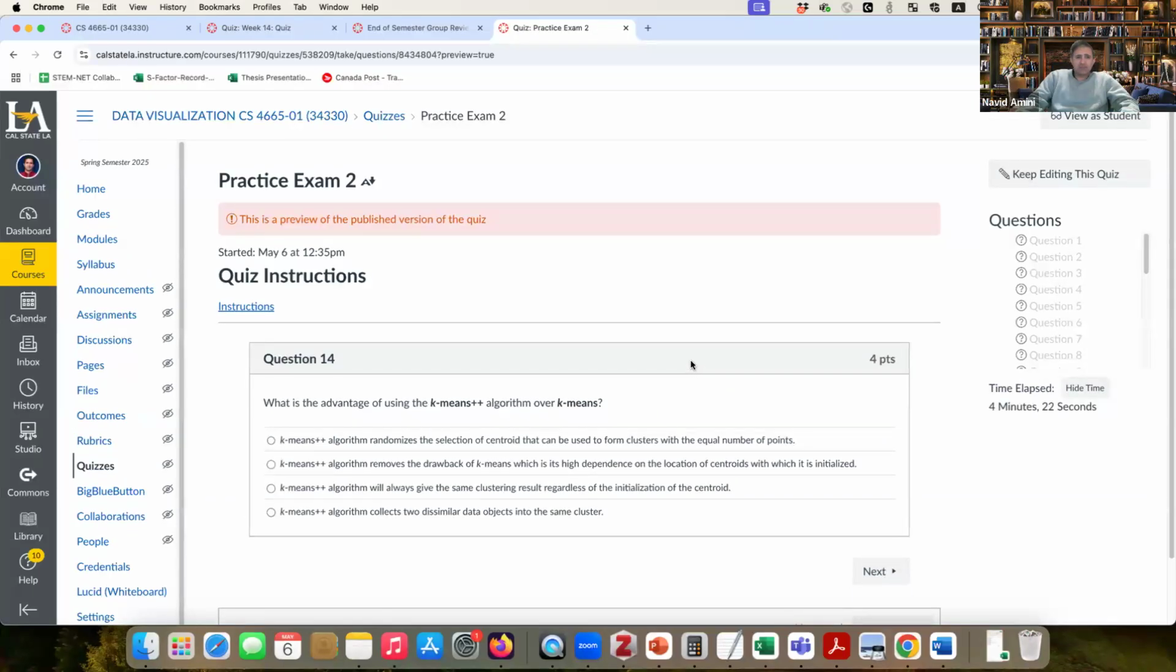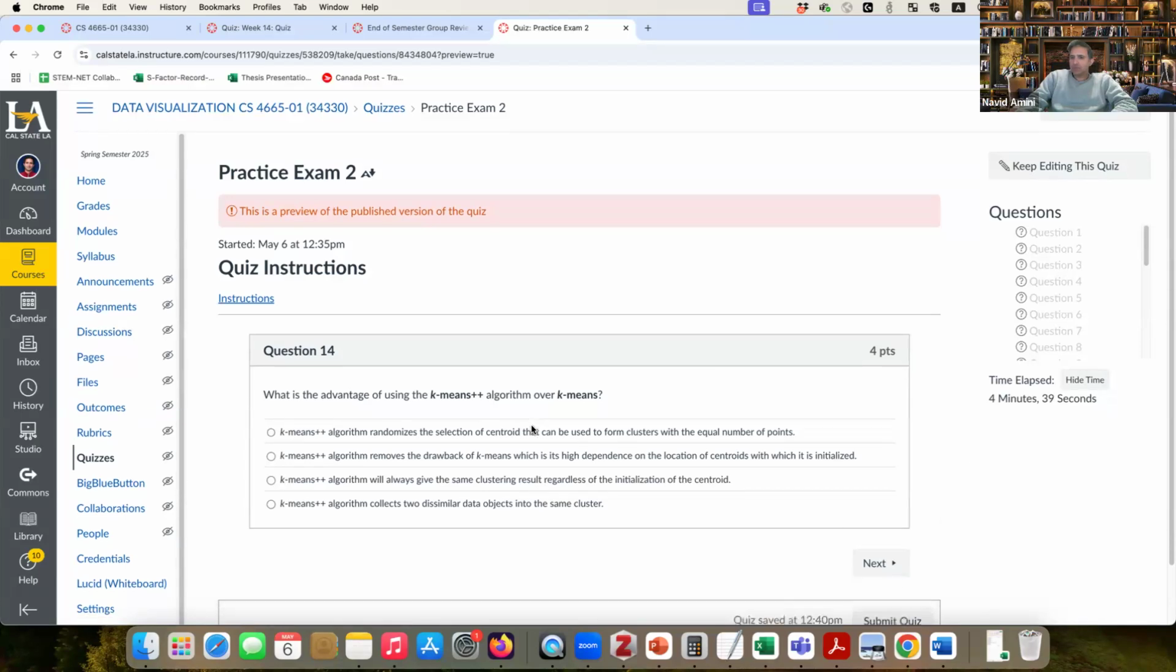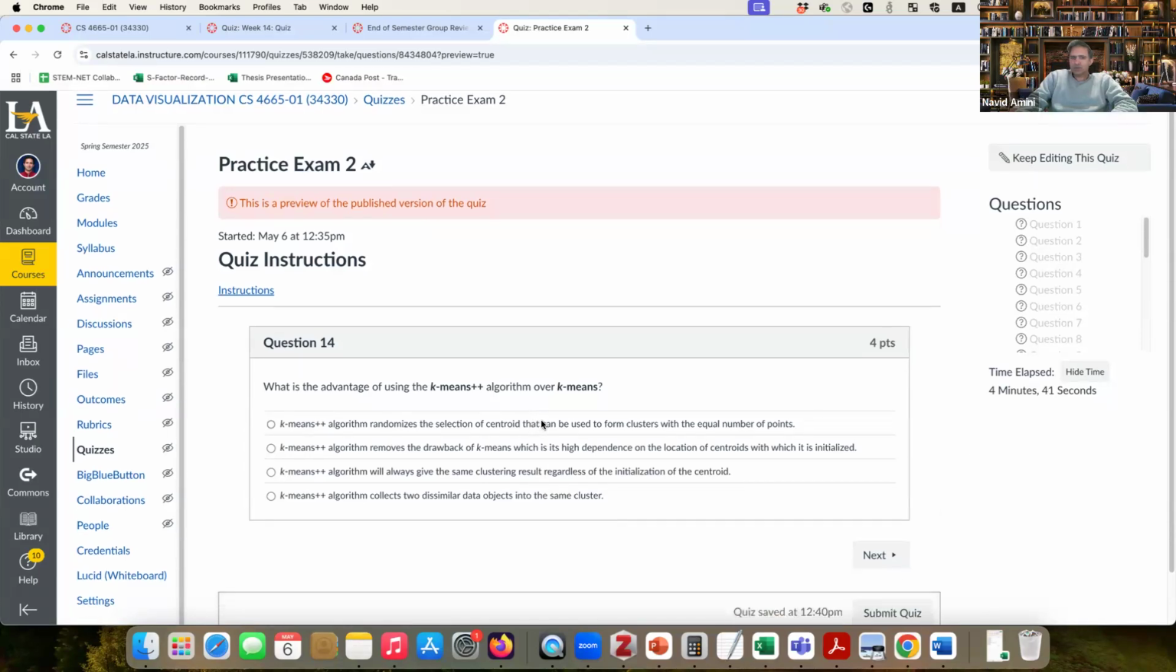All right, you guys remember k-means plus and k-means, right? That was our discussion last week, and I believe this question is either a copy or very similar. Oh, it's hard to go back, but let me put this here and keep that open for discussion.